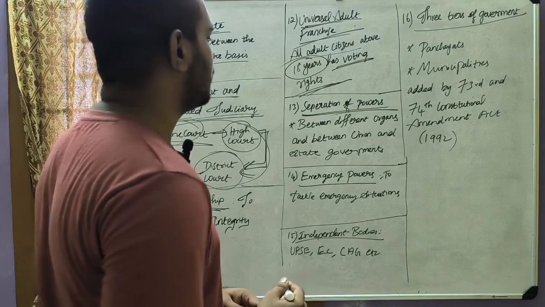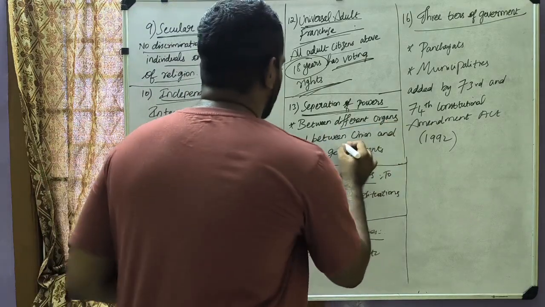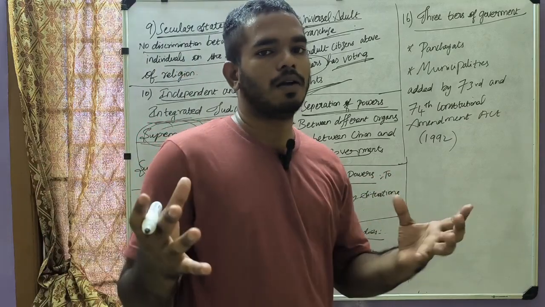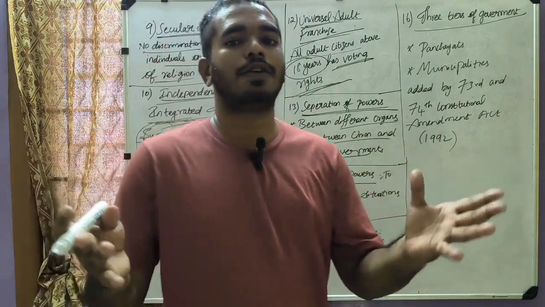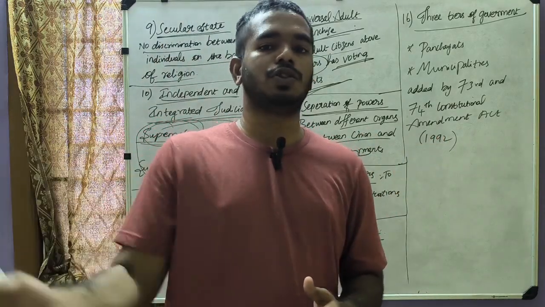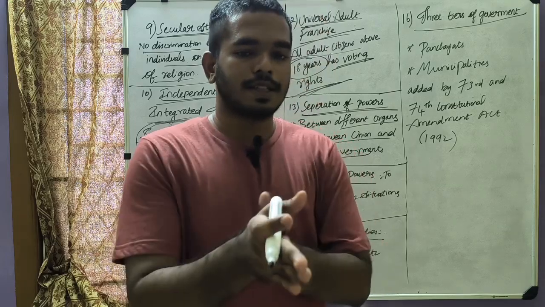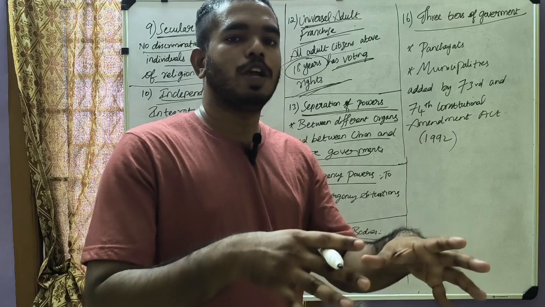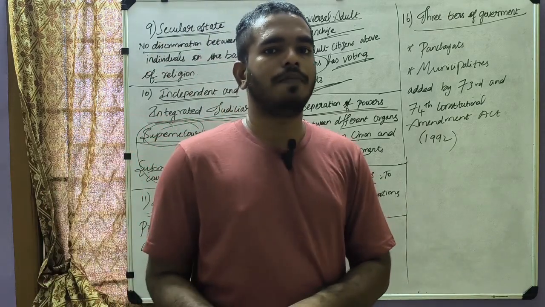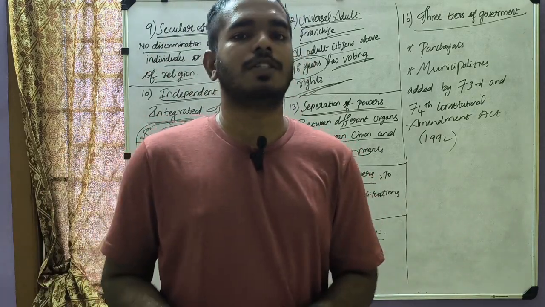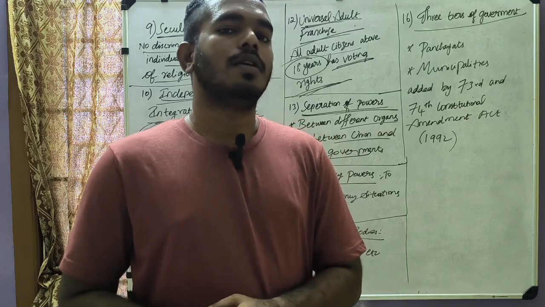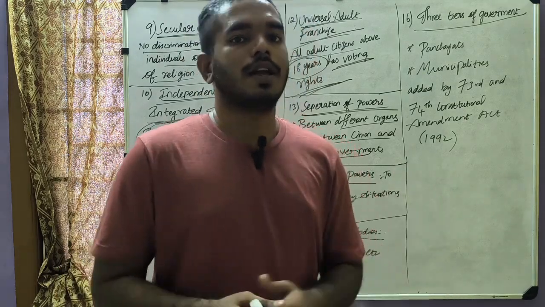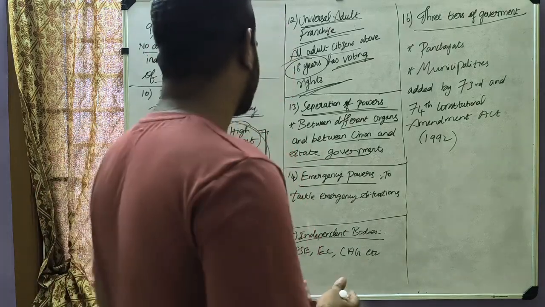Next feature is separation of powers between different organs and between the union and state government. So there is a separation of powers between the different organs such as legislative, executive, and judiciary. There is also a separation of power between the union government and the state government. A state government needs to frame its own laws and regulations on the state subject, and the central government needs to frame its laws on a union subject.